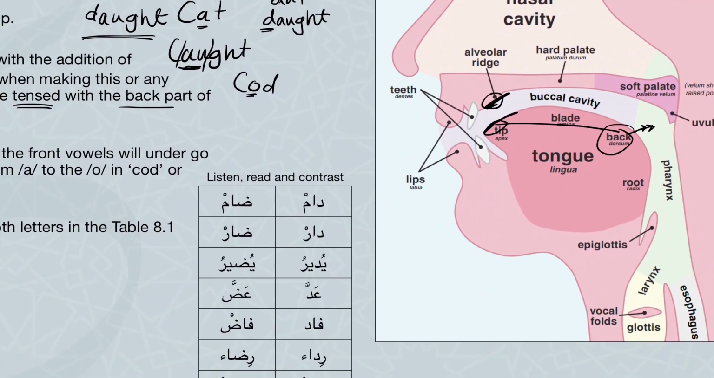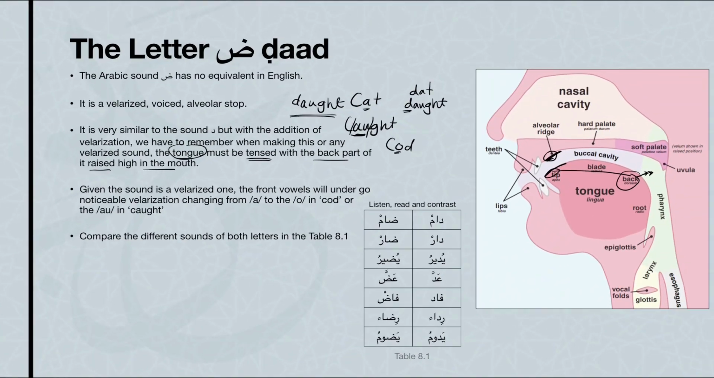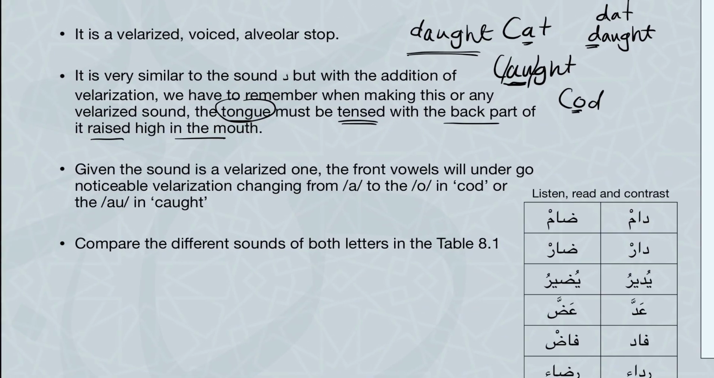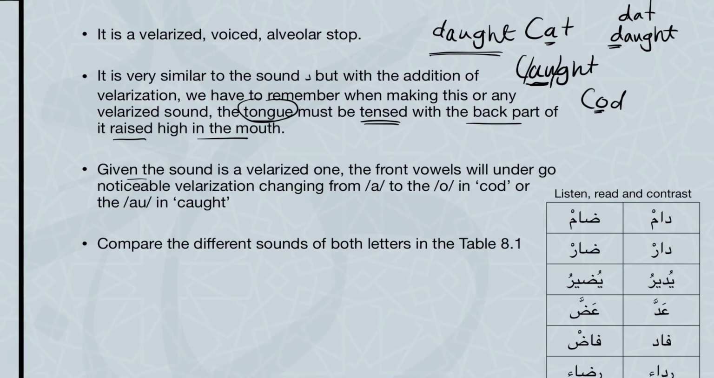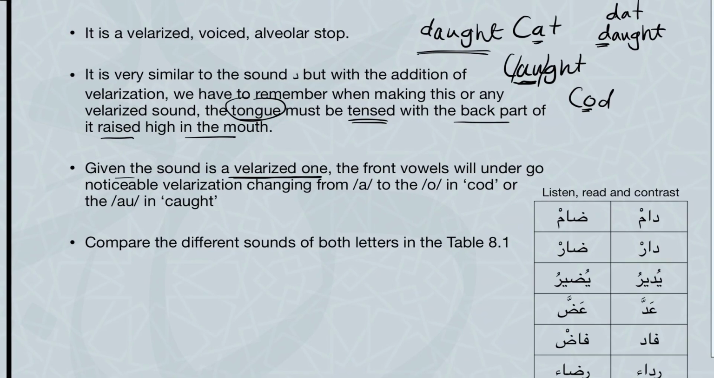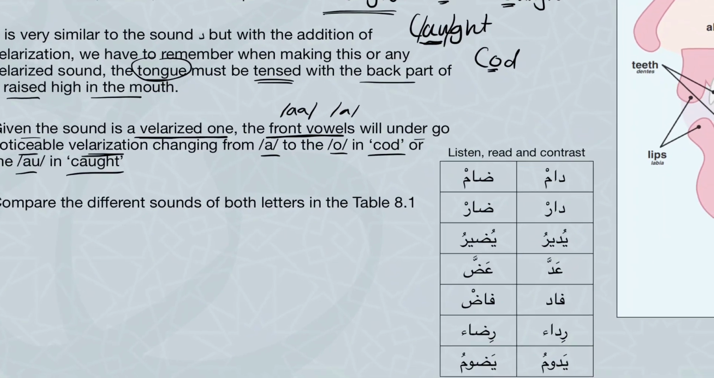Okay, so the sound here, it says that it's a velarized sound, so we have to pay attention that the front vowels, basically the most notoriously is the a or the fatha or the long fatha, the long vowel a, will undergo noticeable velarization, changing from a to the a in cod or the a in cot. And we will see how that happens here in this table.